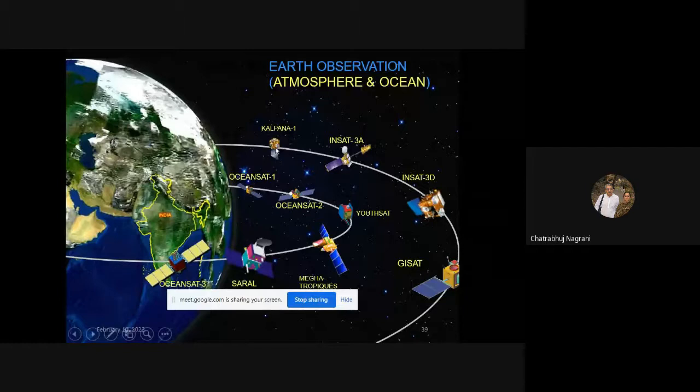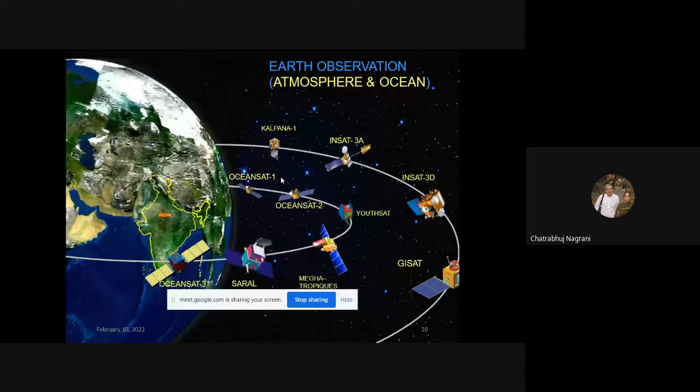Then we have satellites for atmosphere and ocean. There you don't want very high resolution, but you need multiple bands there. Poorer resolution, but multiple bands. So we have Kalpana, Insat 3A, Insat 3D, Insat 3DR, GISAT, of course, as I told you, that was not successful. Then SARAL, Oceansat 1, Oceansat 2. All these were either for ocean or for atmosphere.